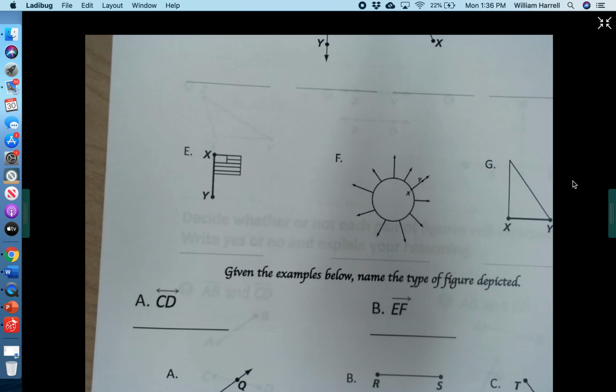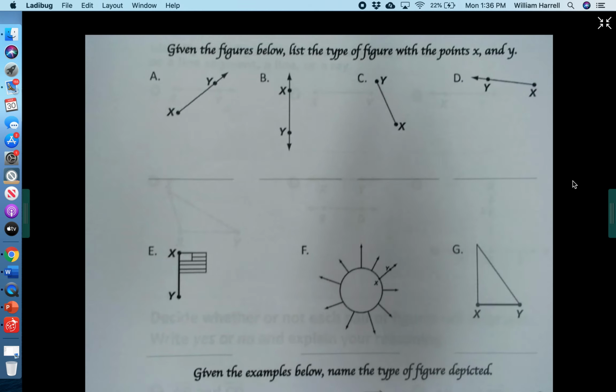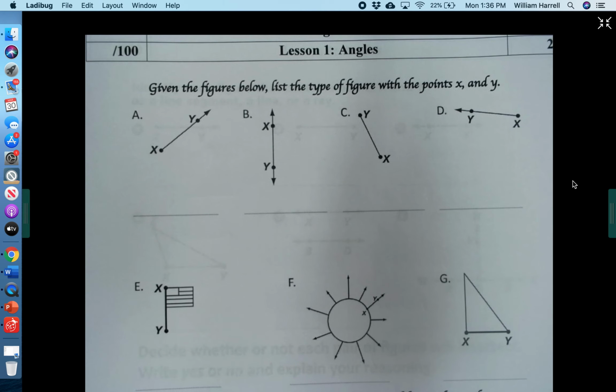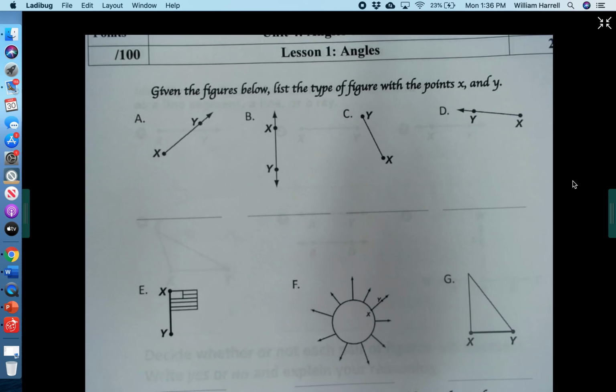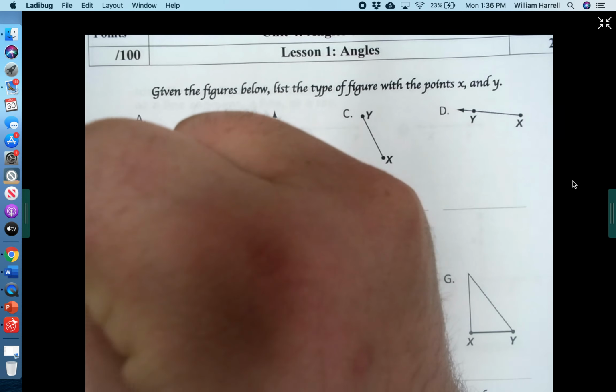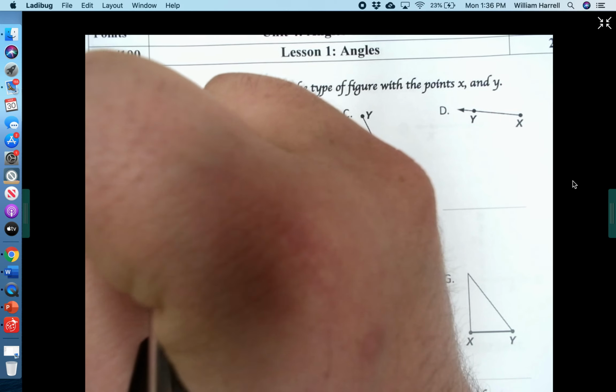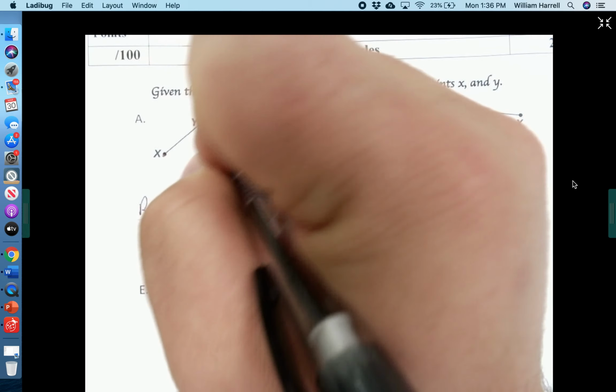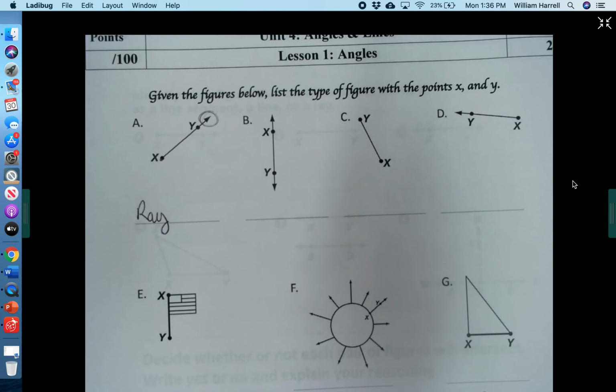Moving right on to page 2. Not going to go through all of these, maybe one from each line if you have questions. What I want you to do is try to do them on your own. If you're confused, email me and I'll get back to you and we'll talk about it. I'll make another video for you. So, A is a ray. Why is it a ray? Because it has a starting point and an arrow at the end, so it doesn't ever end.